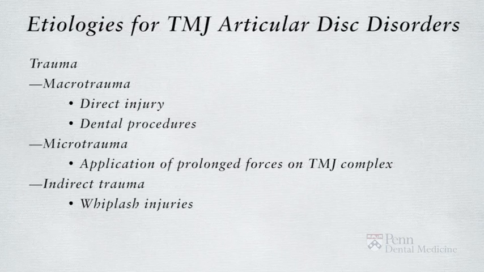The most common etiology for TMJ articular disc disorders is trauma and may be considered in three categories: macrotrauma, microtrauma, and indirect trauma. Perhaps the most evident type of macrotrauma that can cause articular disc disorders is direct injury to the face, mandible, or TMJ area. Direct injury to these areas typically occurs during physical altercations, motor vehicle accidents, bicycle accidents, and sports-related injuries.